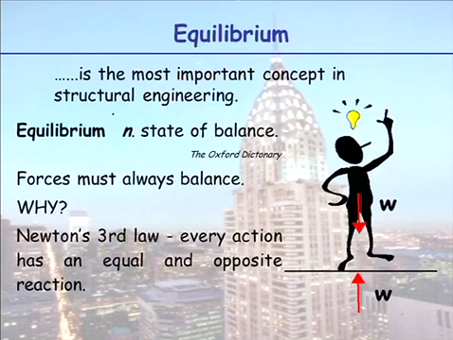So you all know what equilibrium is, regardless of whether you did physics or not. It's the most important concept in structural engineering. The Oxford Dictionary, when I looked it up, defined it as a state of balance. And we know forces must balance. Why? Well, Newton's third law. Every action has an equal and opposite reaction. So you are currently sitting in your chair, you are currently applying a downwards force, and because you're not falling over and the chair's not collapsing, that means there is an opposing force up. So you are in a state of equilibrium.